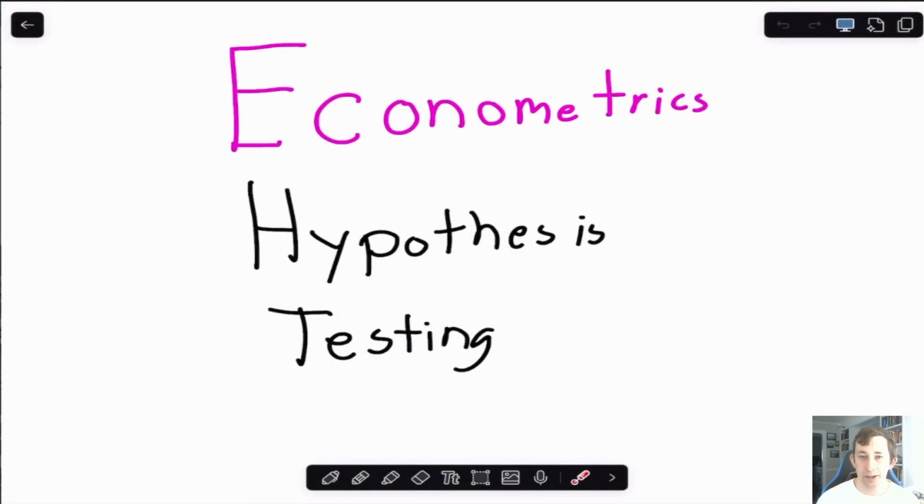Today I'm going to keep talking about econometrics. I'm going to talk about hypothesis testing. I'm going to talk about hypothesis testing pretty broadly.